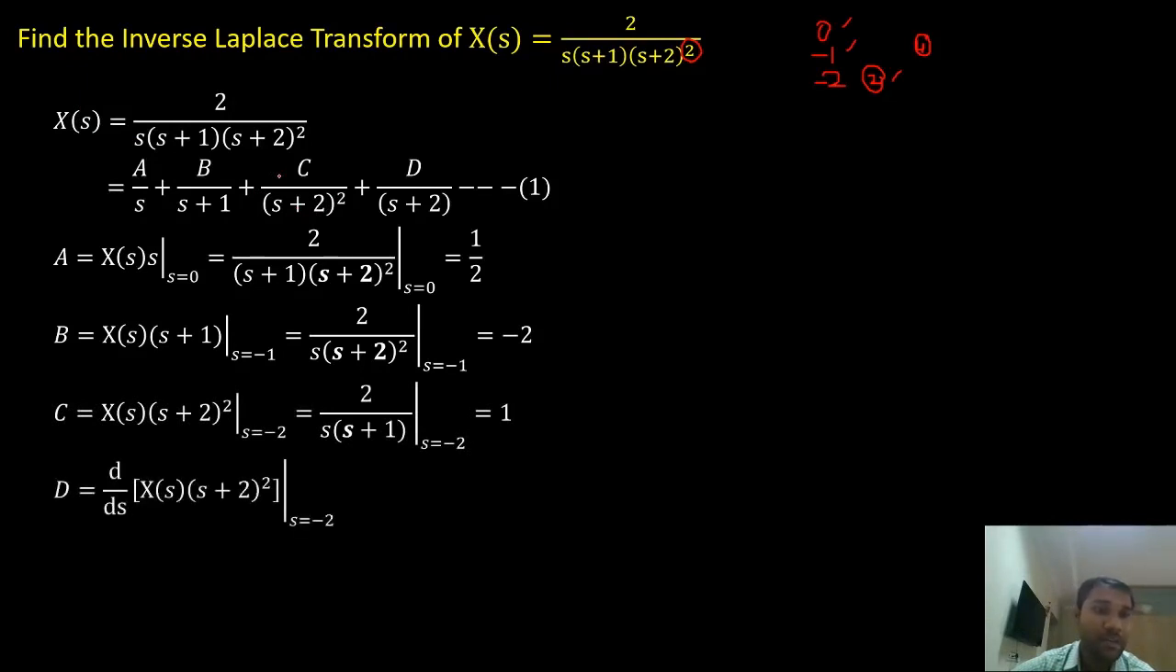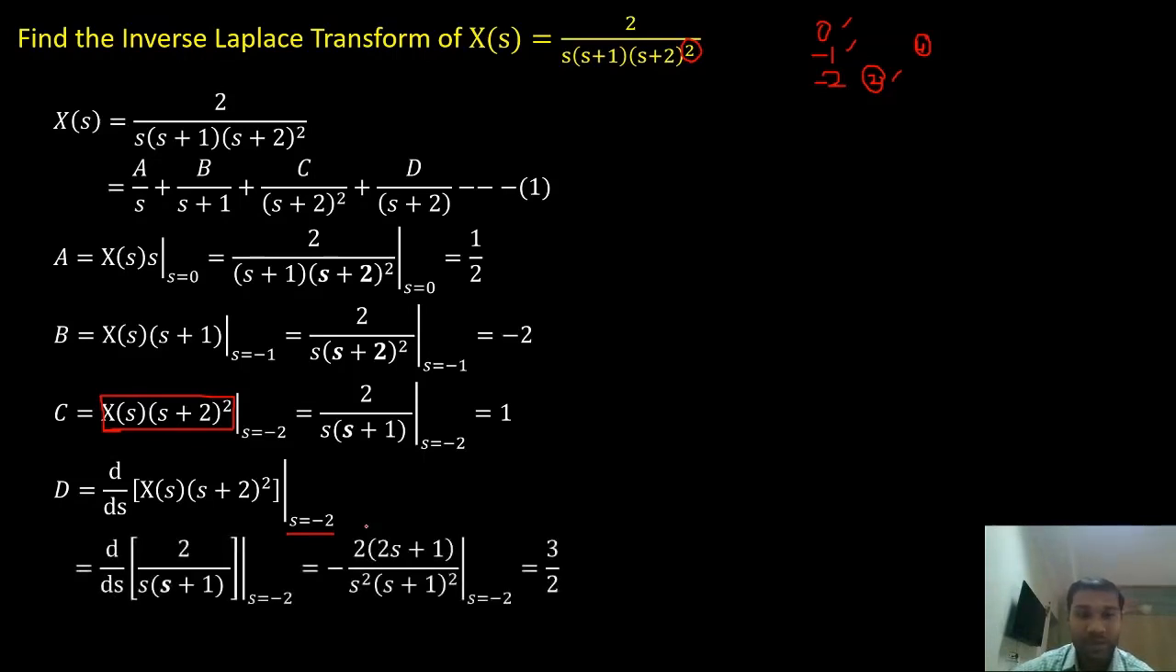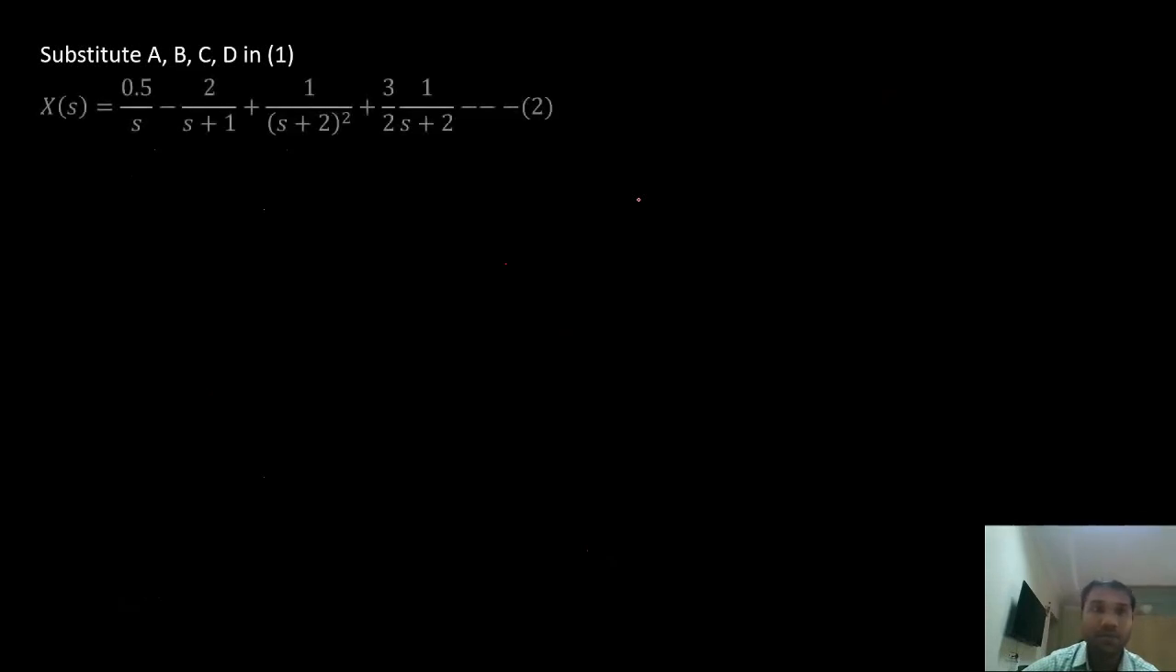To calculate d, what I'll do is, this term here, whatever I used for calculating c, I will differentiate it with respect to s and substitute s is equals to minus 2. Right? So if I differentiate and substitute, these are the values of a, b, c and d. Now I'll substitute the values of a, b, c and d in the equation 1. So this is what I will get after substituting values of a, b, c and d.